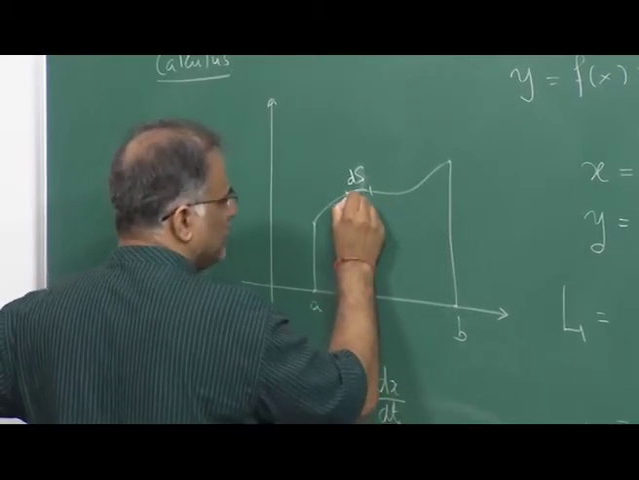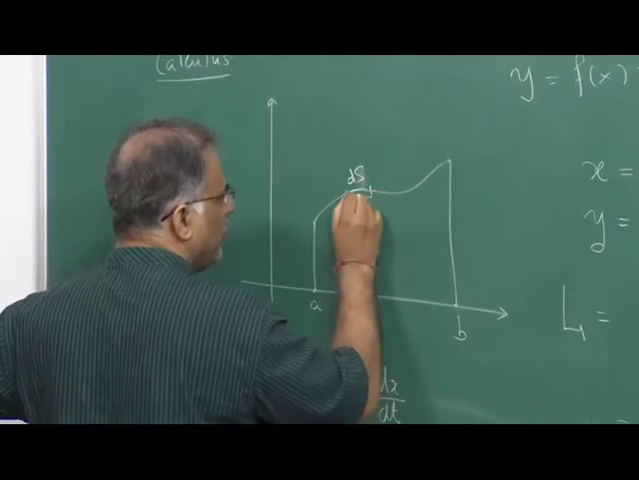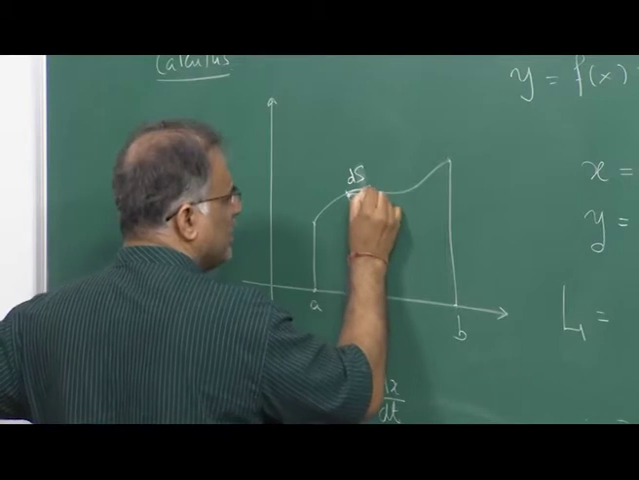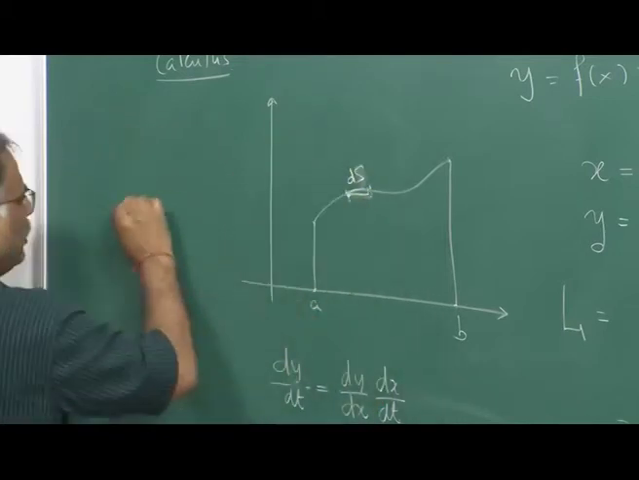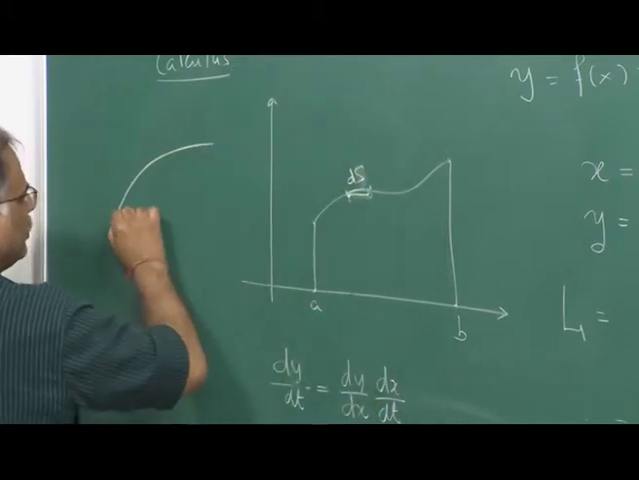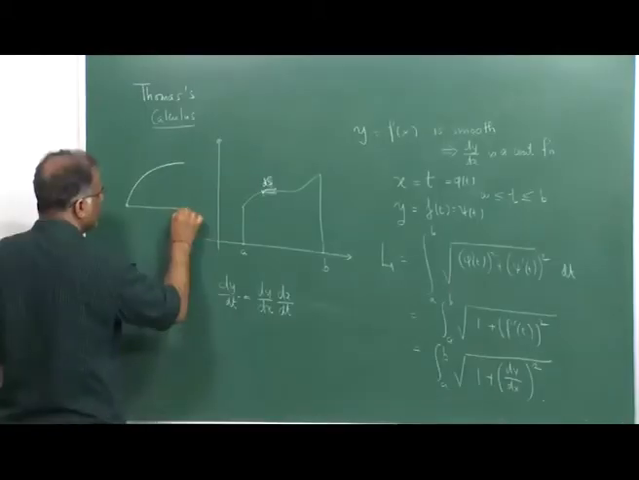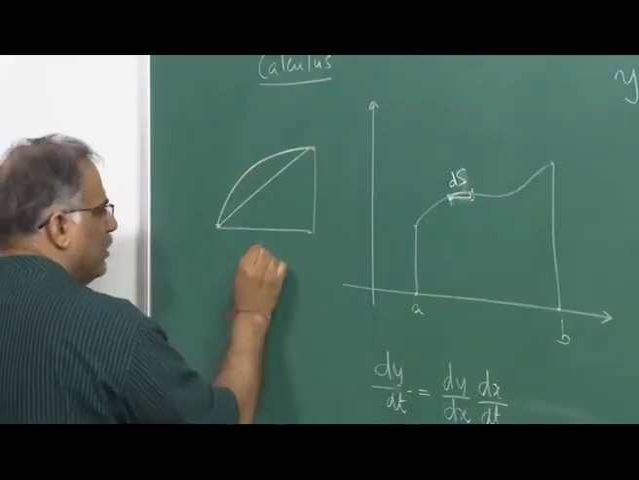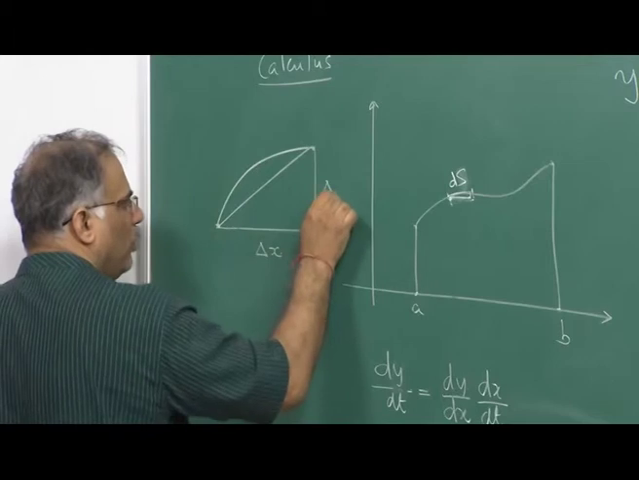So, now this point is some x, y, and this point is some other x, y. This is the change in x. If you magnify this, here is your x and here is your y, the same thing we did yesterday. So, change in x and change in y. We are approximating this length by del x and del y.